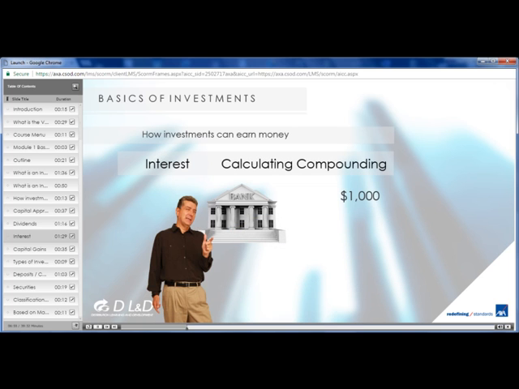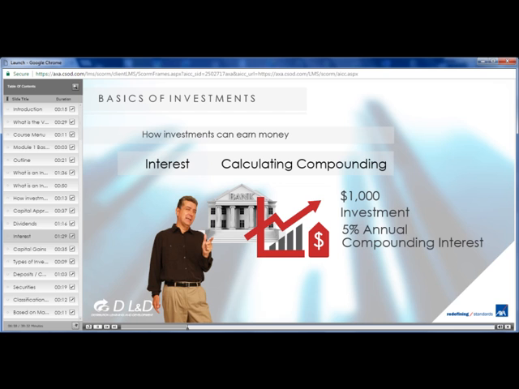He also puts $1,000 into an investment that offers 5% annual compounding interest. After 3 years, that investment will increase to $1,157.63, thanks to the power of compounding interest. To calculate compounding interest, multiply the principal amount by 1 plus the annual interest rate raised to the number of compound periods, minus 1.